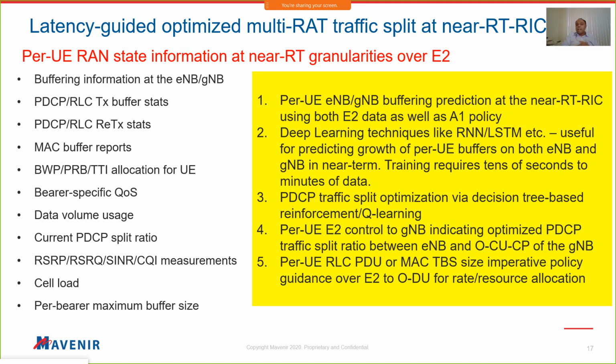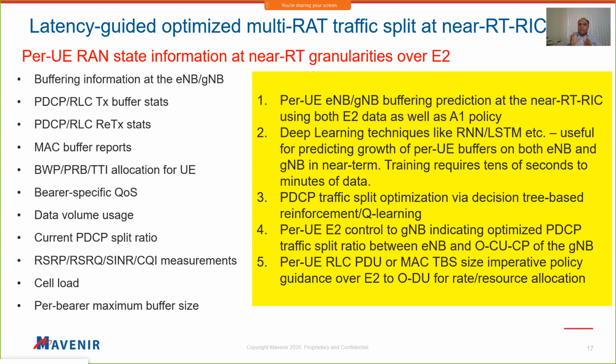Now, the near real-time RIC can actually use some deep learning techniques like LSTM, etc., to predict the growth of the user's buffers in both the E node B and the G node B in the near term. For example, in the next 10 or 100 milliseconds, or in the next 1 second, what is the predicted growth of buffers for the user inside the E node B and the G node B? Now, the training for this prediction will typically involve tens of seconds to units of minutes worth of data.